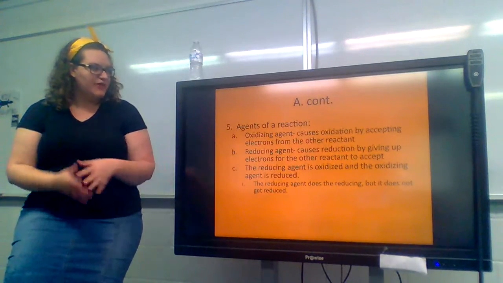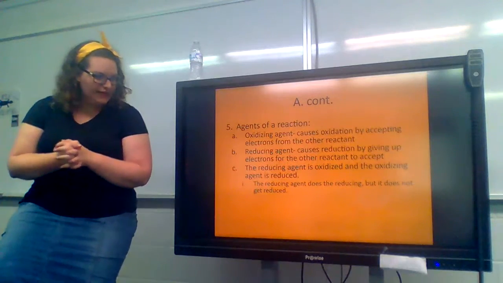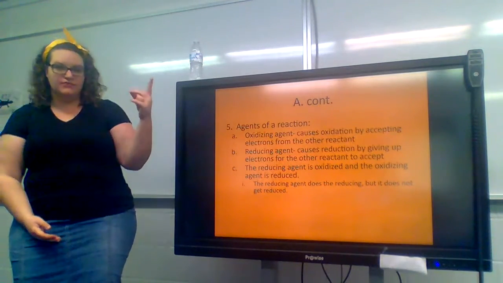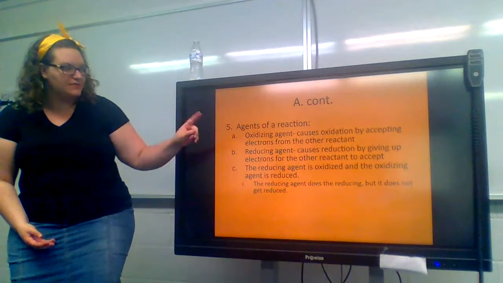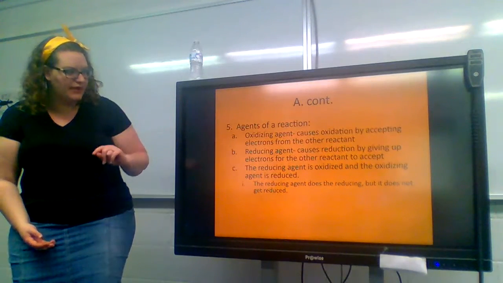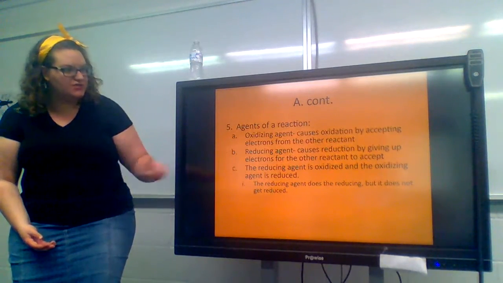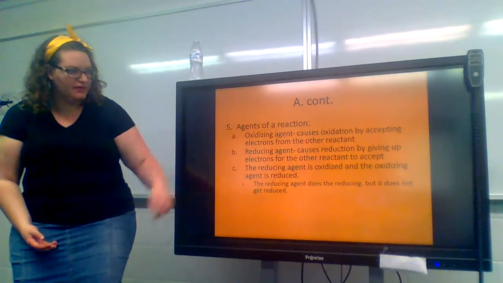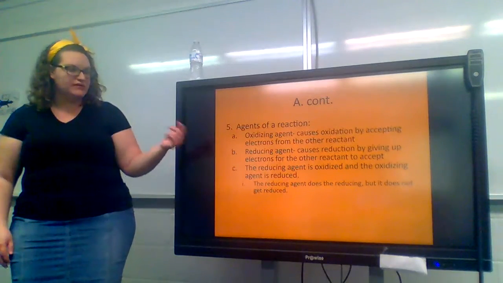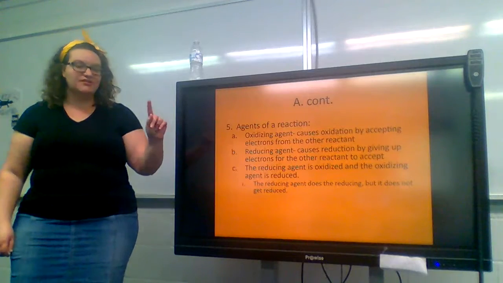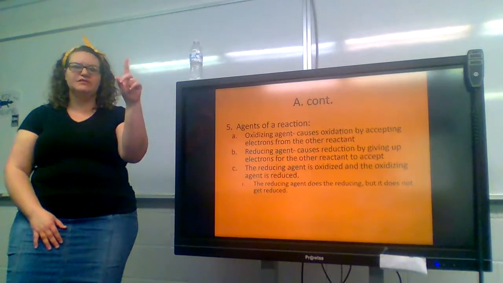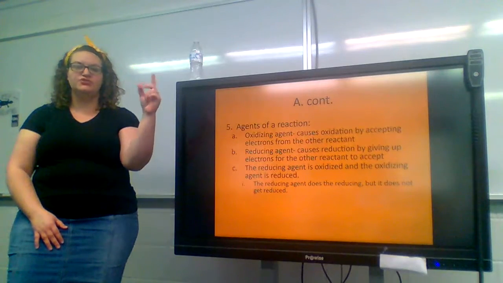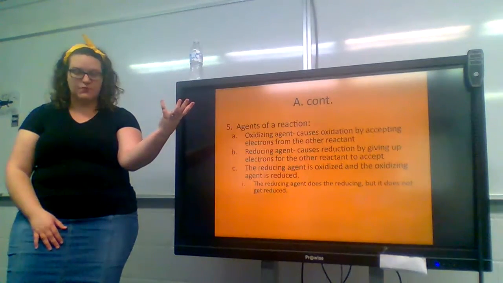So, agents of a reaction. So you have the oxidizing agent, okay? This is the first one we're going to look at. This causes oxidation by accepting electrons from the other reactant. And then you have the reducing agent, which causes reduction by giving up electrons for the other reactant to accept. So the oxidizing agent basically opens up the channel for the other atom to accept the electrons, okay?